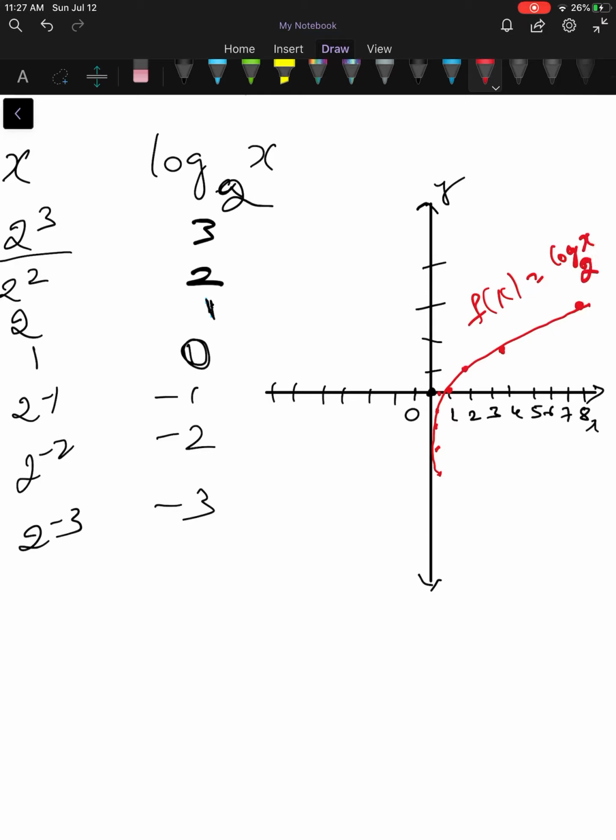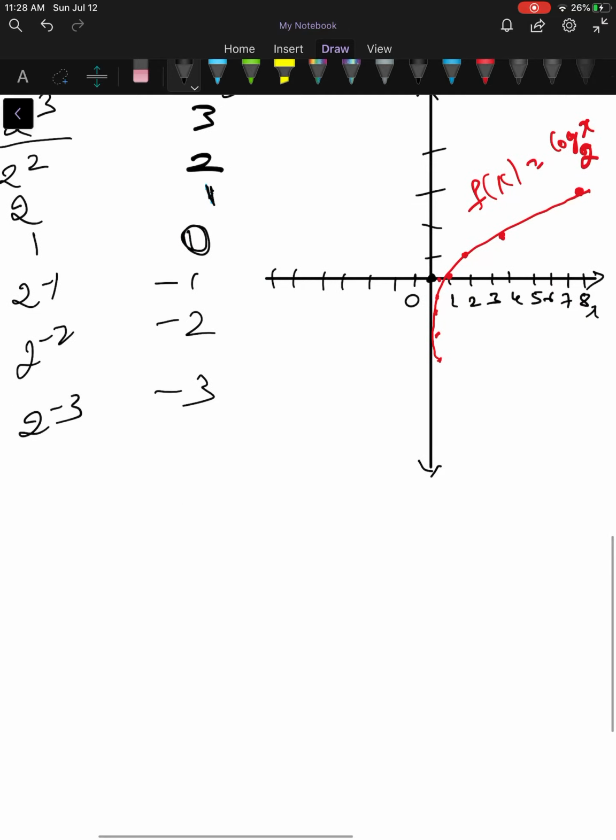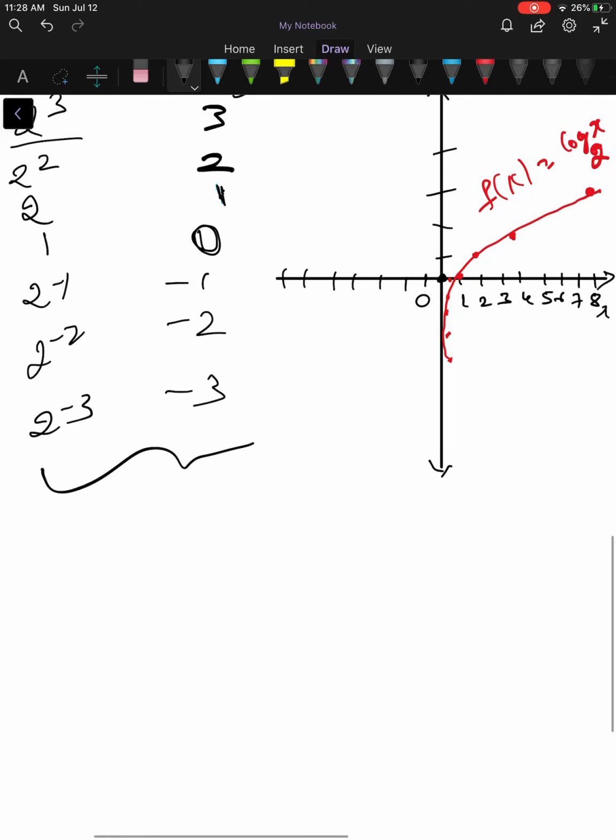Okay. So this is f of x is equal to log x to base 2. So this is one such method. And the other method is reflecting, like using different transformations and applying them to the table of values of the original graph. You have to choose a suitable original graph and apply all the transformation methods to the table of values of the original graph and plot it.